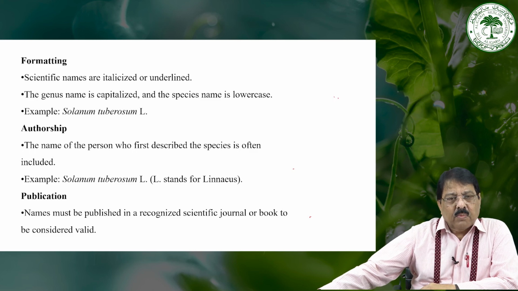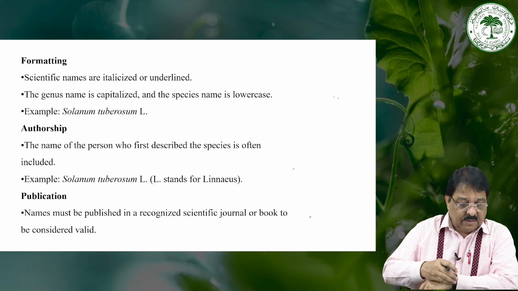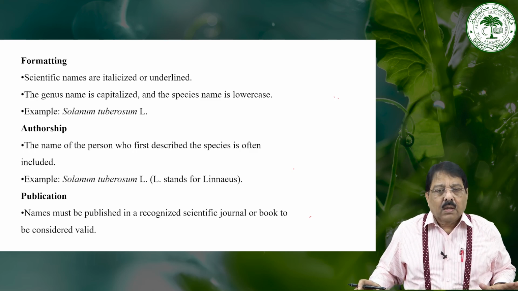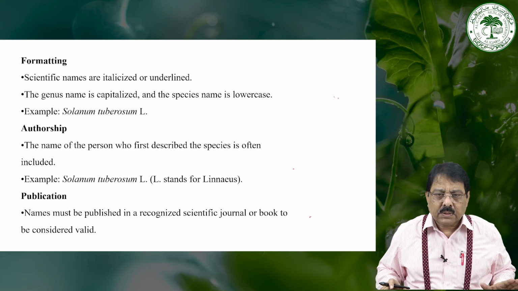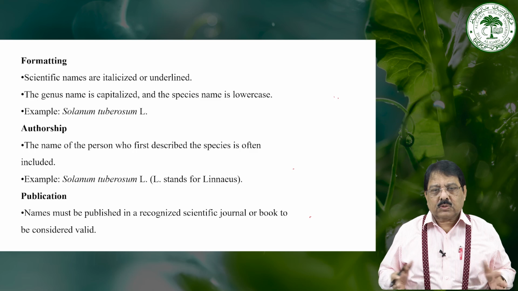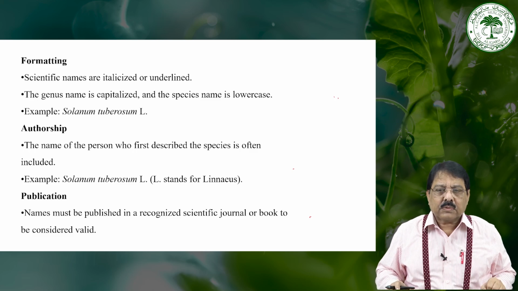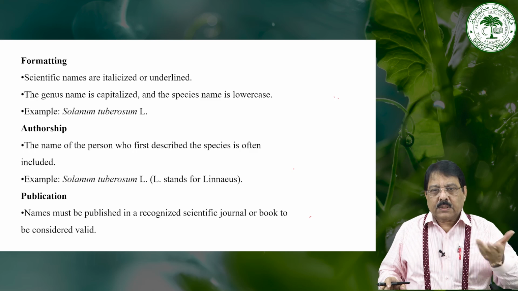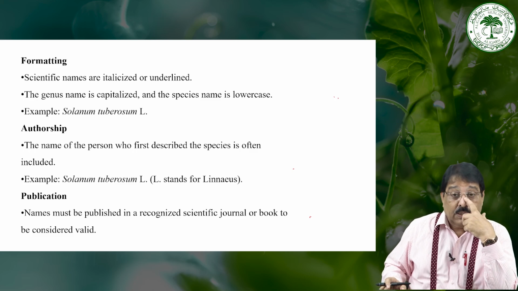But the problem still remained, because Linnaeus was thinking about almost 10,000 plants, but there was a number of plants reported day by day, so there was a need to modify those rules, and he gave certain rules for giving the name of the plant. What did he say?